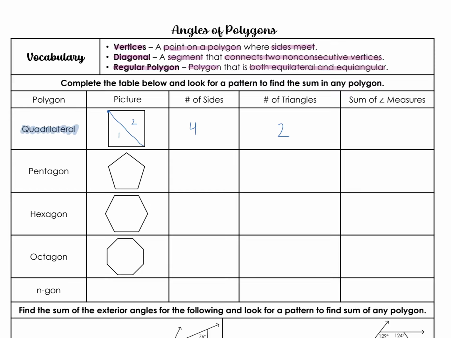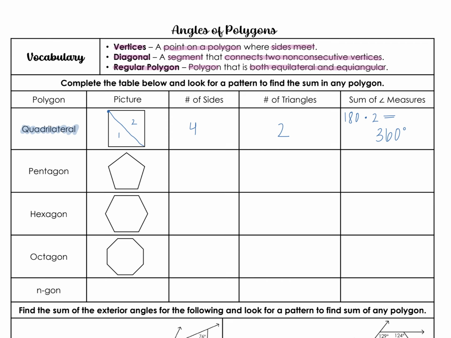Okay, and so the sum of the angle measures, well, keep in mind, remember, in a triangle, the sum is going to be 180 degrees. And so what I'm going to do is I'm going to take that 180 degrees, and I'm going to multiply it by the number of triangles that I have. And so I'm going to get 360 degrees for that sum.